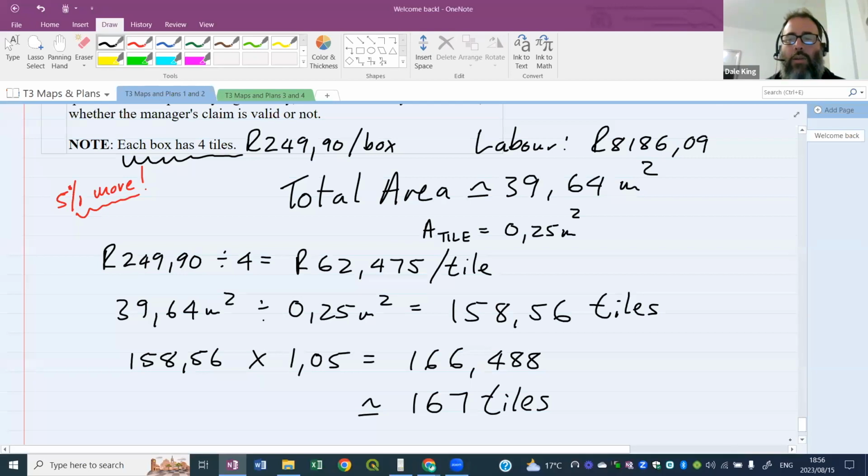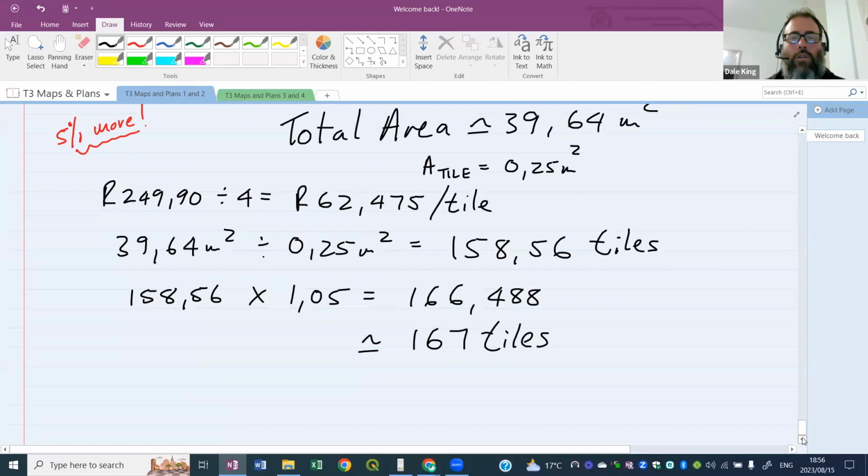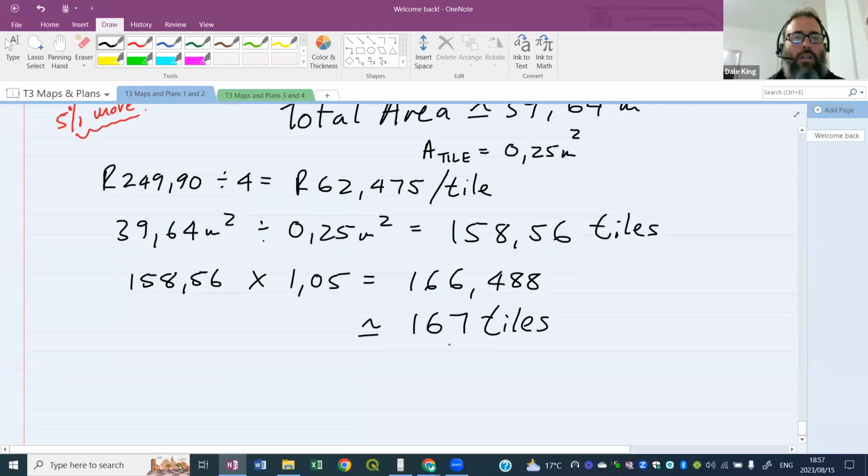We got 167. How many boxes do we need? I've got 167 tiles. There's four in a box. How many boxes do we need? How are we going to work that out? Somebody. Anybody.